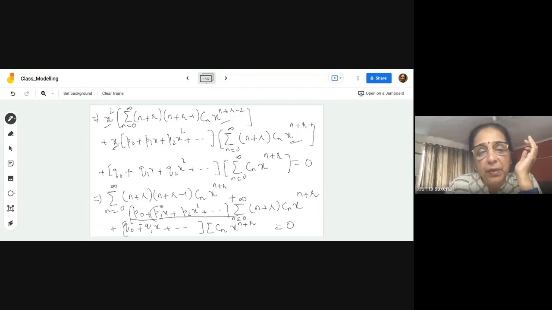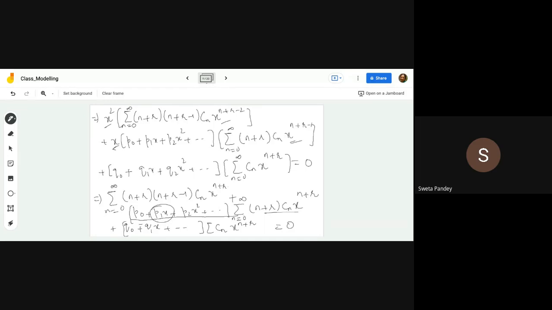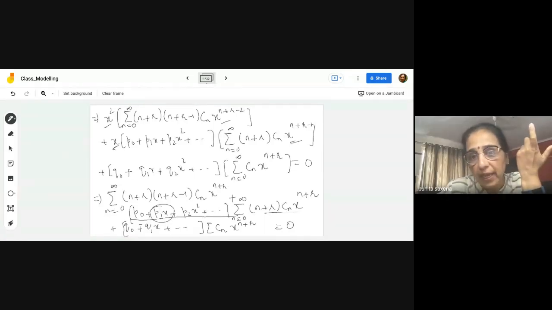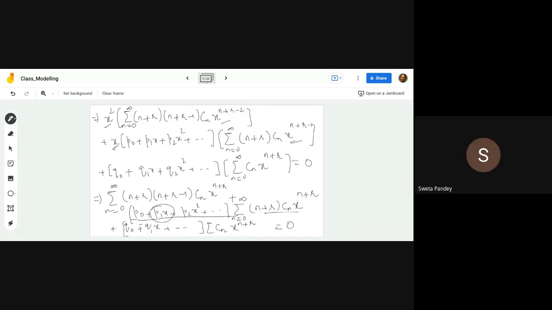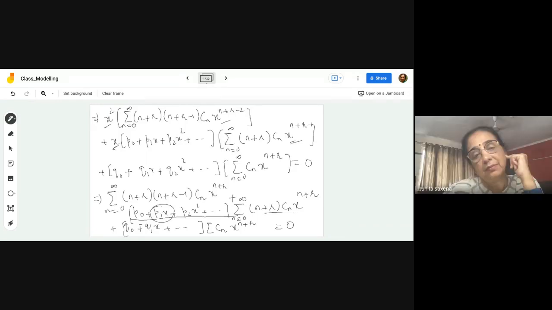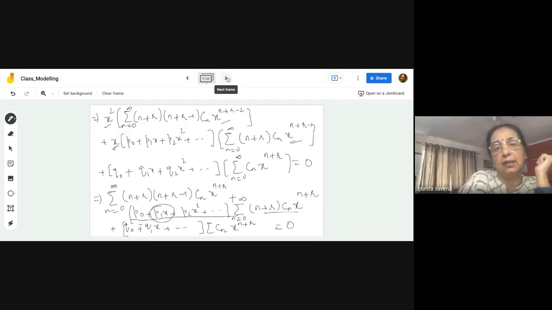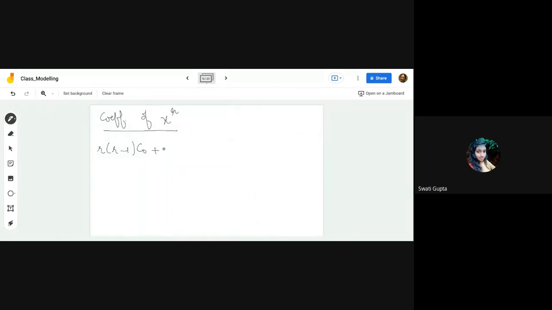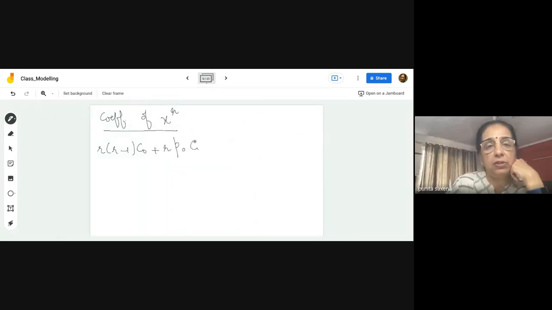What will happen when p1x gets multiplied with this term? What will be the power of x? Power of x will increase. So we don't want that. We just want x to the power r. We will consider only p naught. So what do you get? Ma'am, r p naught c naught.